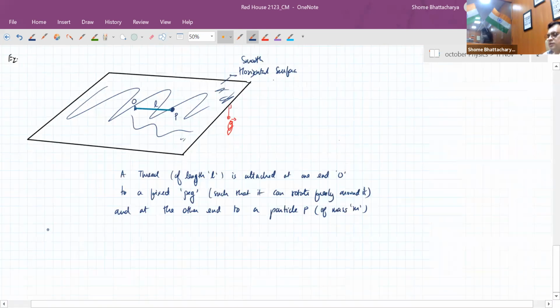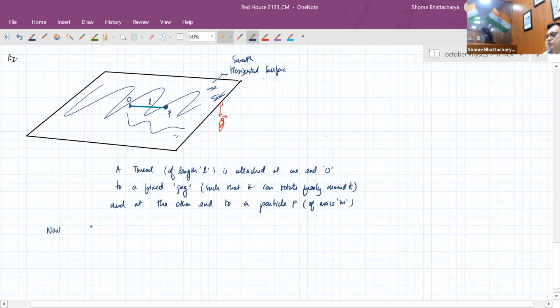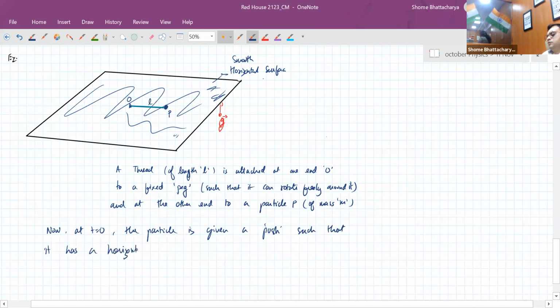Okay. Now what we do is that at t equal to 0, the particle is given an impulse or a push such that it has a horizontal velocity v0, okay, perpendicular to the extended thread. So make a free body diagram of this particle.